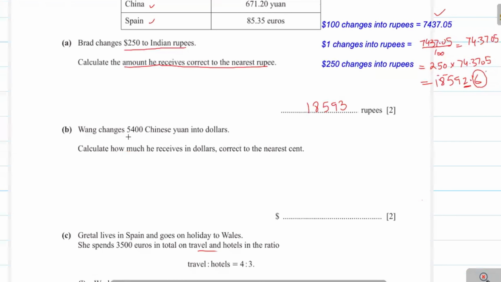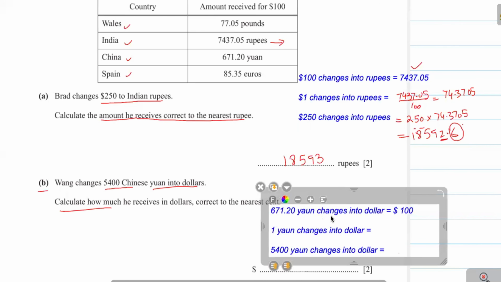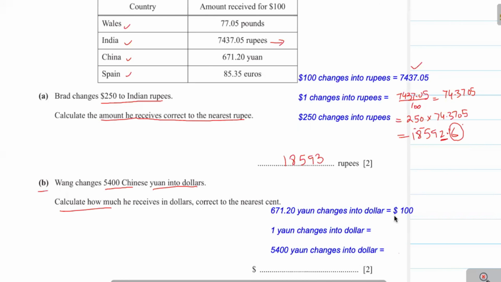Part B, Wang changed 5,400 Chinese yuan into dollars. Calculate how much he received in dollars correct to nearest cent. Exchange rate between Chinese yuan and $100. You see here the rate is 671.2 yuan changes into dollars equal to $100. Now we have to find 5,400 Chinese yuan. Therefore firstly we find the rate against 1 yuan.